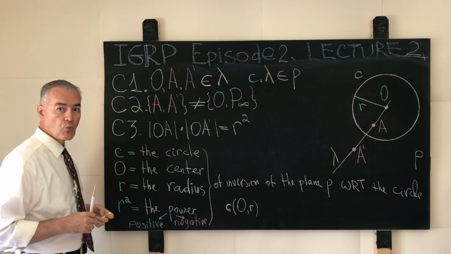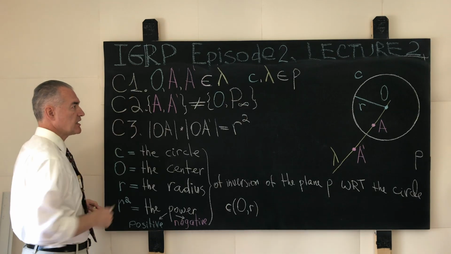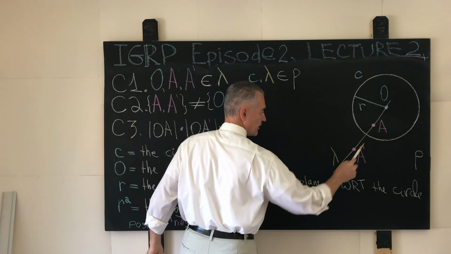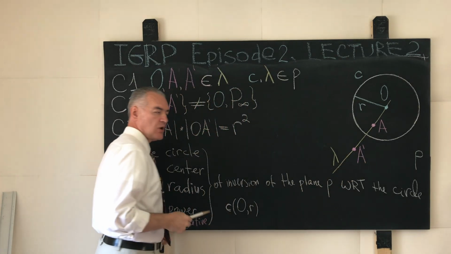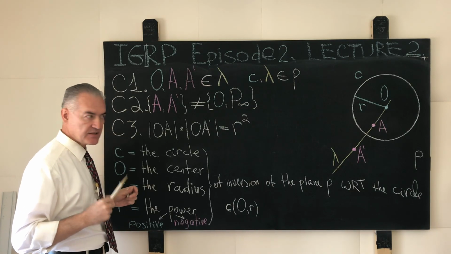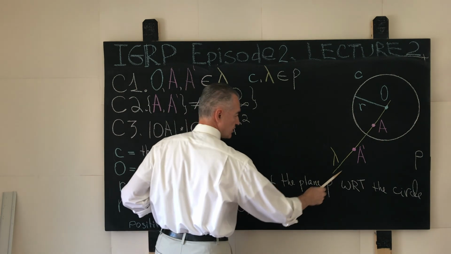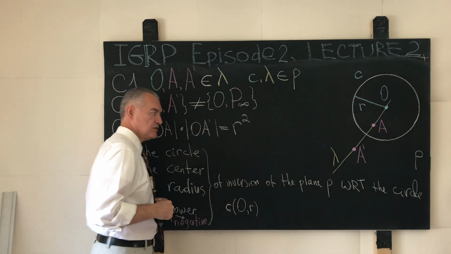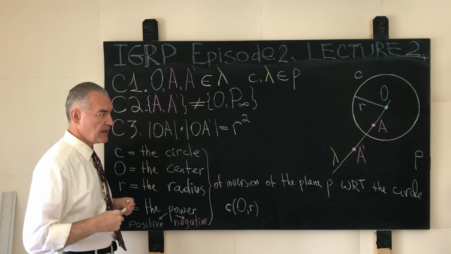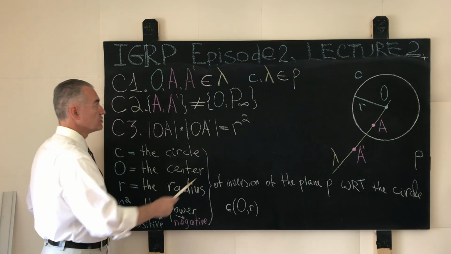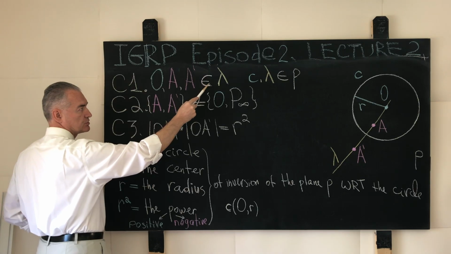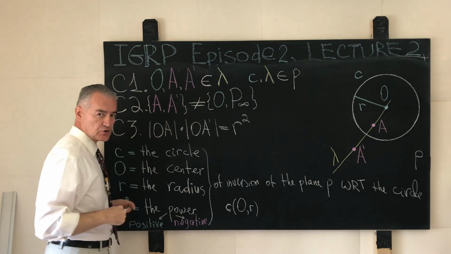The condition number one, C1, demands that the points O, A, and A prime belong to one and the same straight line, or are collinear. I gave a fancy name to that straight line, lambda, precisely in order to impress upon the minds of our viewers that the points O, A, and A prime must be collinear. This is captured with this string of symbols. This symbol here means belongs to. That's the first part of condition one.